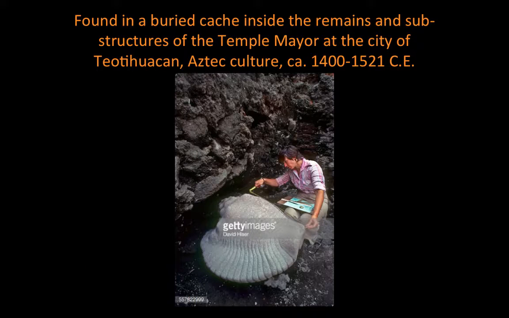And here's another really nice photo of this trumpet conch shell in situ as it is being pulled from the interior spaces of the Templo Mayor. And it was on the Tlaloc side of the Templo Mayor, which is the side that celebrated and possibly represented water.